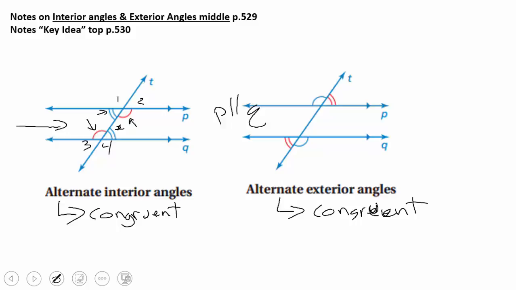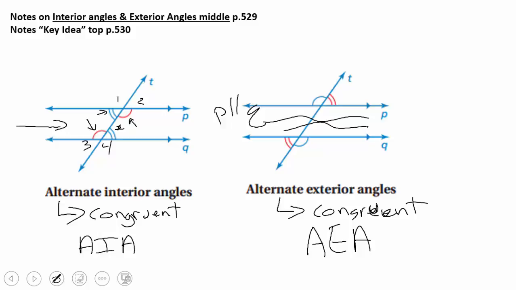Now I don't want to write down alternate exterior angles every time I use that to justify, so I will shorten that with AIA, capital letters, for alternate interior angles, and then AEA I will use to say alternate exterior angles. So alternate interior, they are the ones on the inside of the river. Alternate exterior, they are the ones on the banks, on the outside of the river, because the river flows down the middle, so to speak.